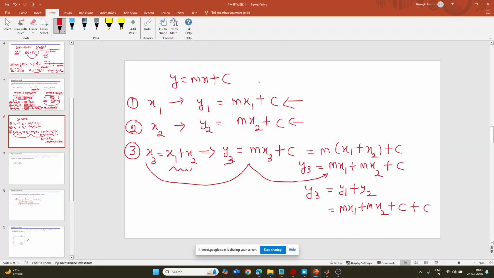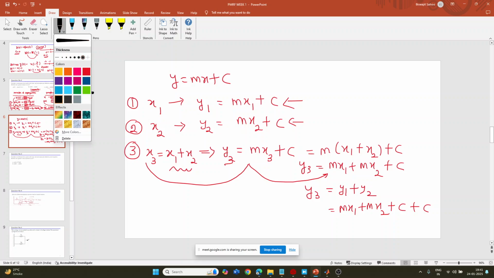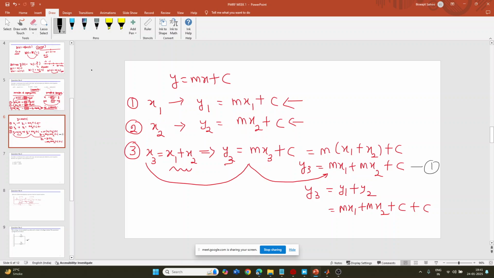Let me change the color of the pen. Now you can see this is equation 1, this is equation 2. Are these two equations equal? Are both y equal? They differ by one c. One extra c is there. That's why it is not satisfying the homogeneity principle. It is not satisfying the superposition principle. So the superposition principle is violated, so it is a nonlinear system.